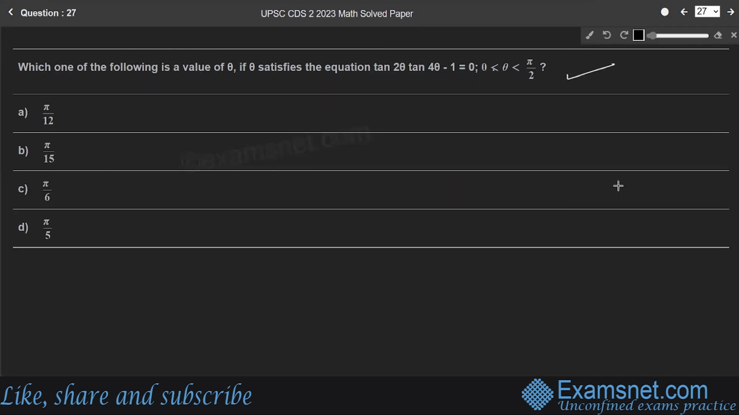Question 27. Which one of the following is a value of theta if theta satisfies the equation tan 2 theta into tan 4 theta minus 1 is equal to 0, where theta lies between 0 and 90 degree?